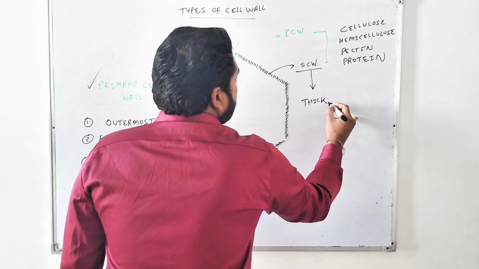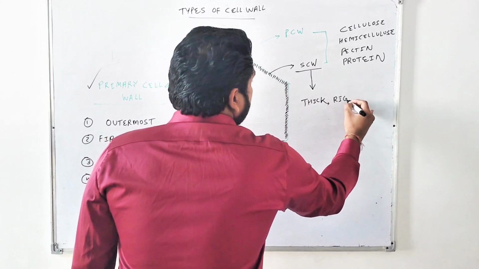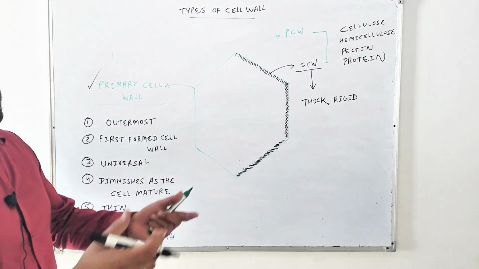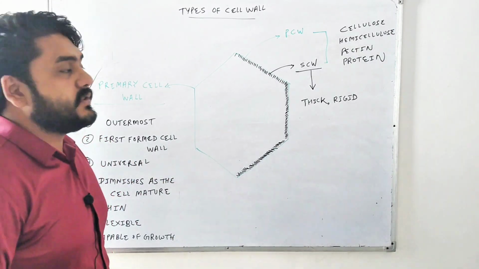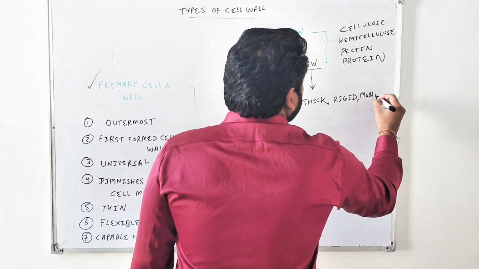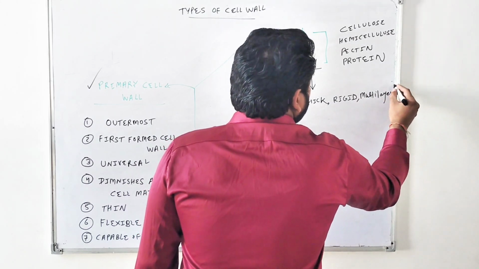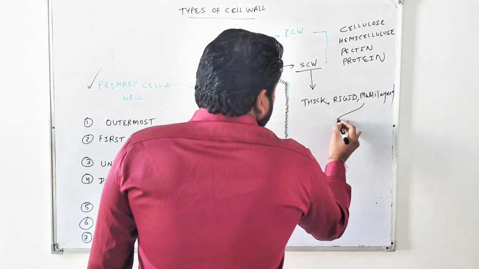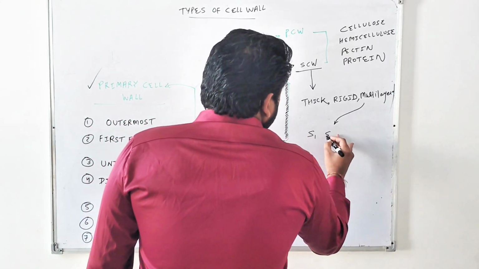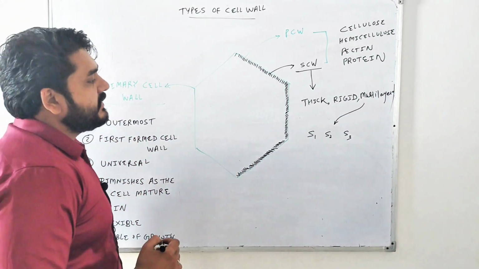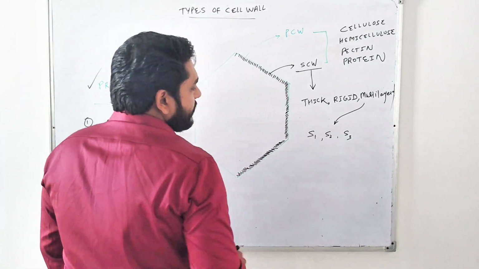Next, it is rigid also, and you know that if it is thick and rigid, it will have different layers. Yes or no? So it is thick, rigid and multi-layered. In the multi-layered condition, it will have three layers: S1, S2 and S3. These three layers will be there in the secondary cell wall: S1, S2 and S3.